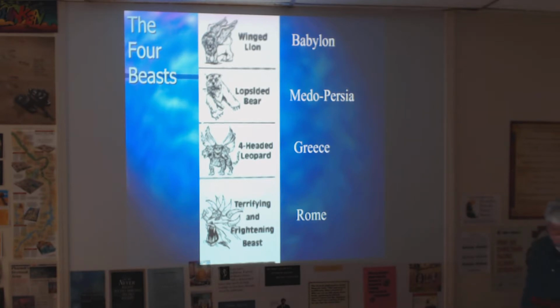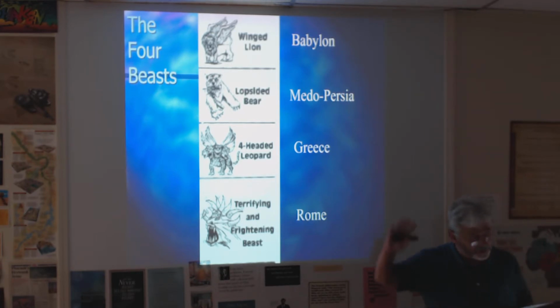That's the Persian Empire. It's raised up on one side, indicating that one side of the bear is stronger than the other. Well, the Persian Empire was really made up of two kingdoms that came together, the Medes and the Persians. And the Medes were weaker than the Persians, so one side was stronger than the other. It has 3 ribs in its mouth, and that's a reference to the 3 nations that they conquered, which were Babylon, Egypt, and Lydia. So you see the specifics of the animals relate to certain things that actually happened later.